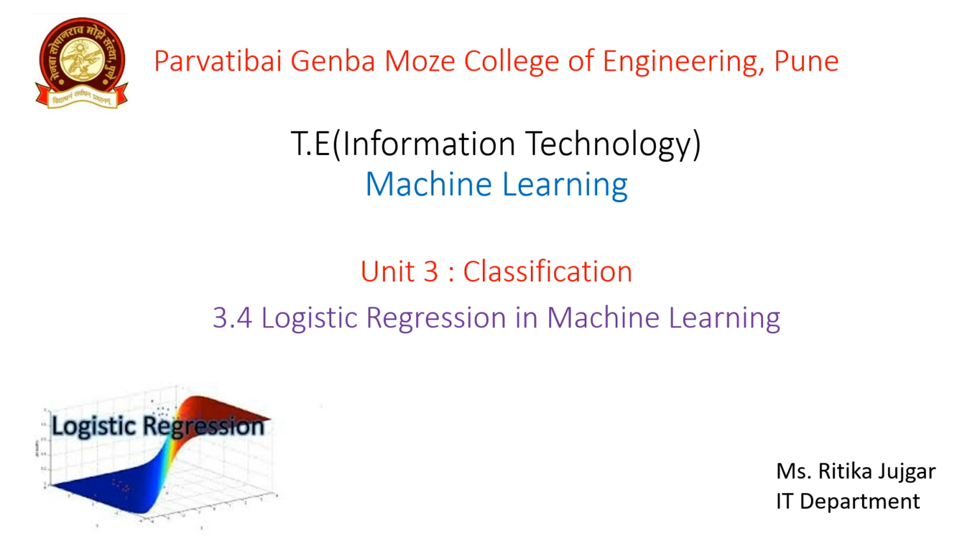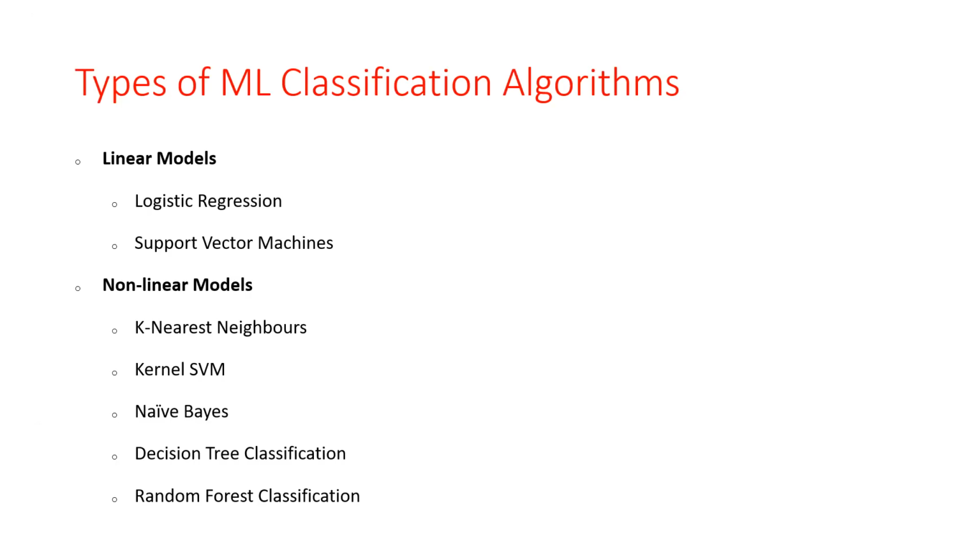Okay, so before starting logistic regression, first we discuss what are the types of machine learning classification algorithms. So first is the linear models and the second one is the non-linear models. In the linear models, it contains logistic regression and the support vector machine. And in the non-linear models, there are k-nearest neighbors, kernel SVM, naive Bayes, decision tree classification, and the last is random forest classification.